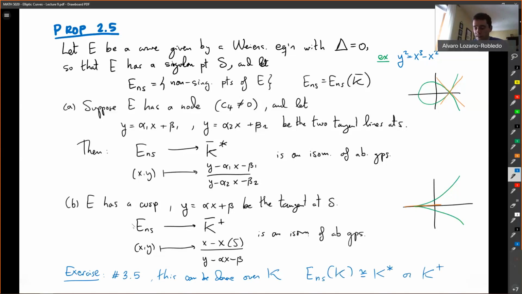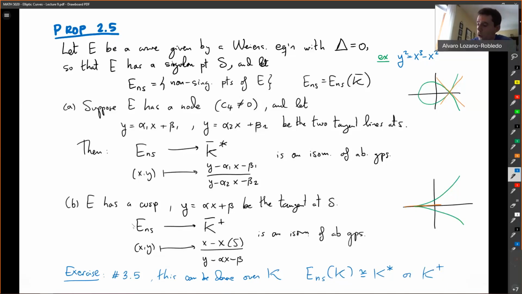So I'm leaving this as an exercise: you read the proof of this proposition 2.5 yourself, and then work out what happens over K. Okay, that is a good exercise to understand the proof, and to understand it well enough to actually reproduce it yourself in a slightly more general case. Right, why do I like this result? This result is going to be very useful because of what we're going to be doing.